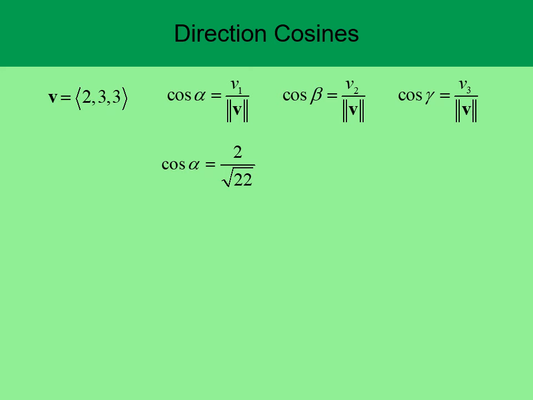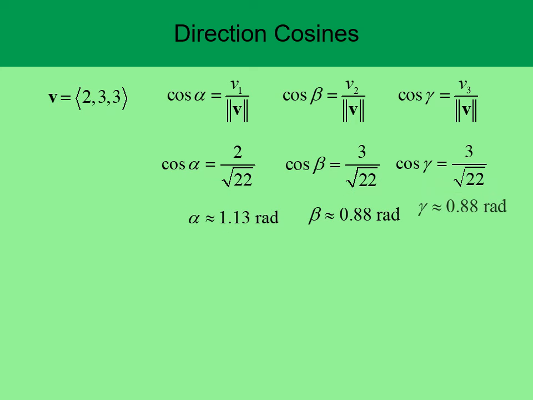And the cosine of beta, the angle between the positive y-axis and the vector, would be the second component divided by the square root of 22, and the cosine of gamma would be the third component divided by the square root of 22, which in decimals would be this. Now, of course, these are radians since we're working in units, not degrees.